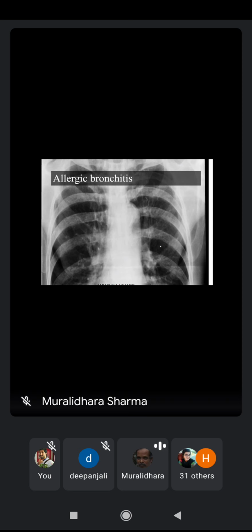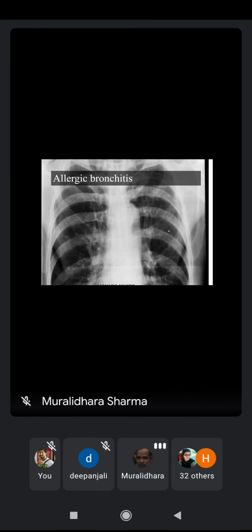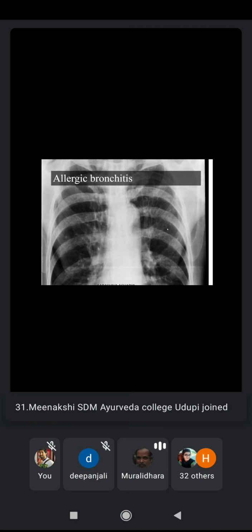Now in this X-ray also, if you look at the left mid-lobe area, there are some areas where the alveoli seem to be dilated. The alveolar markings seem to be slightly prominent.